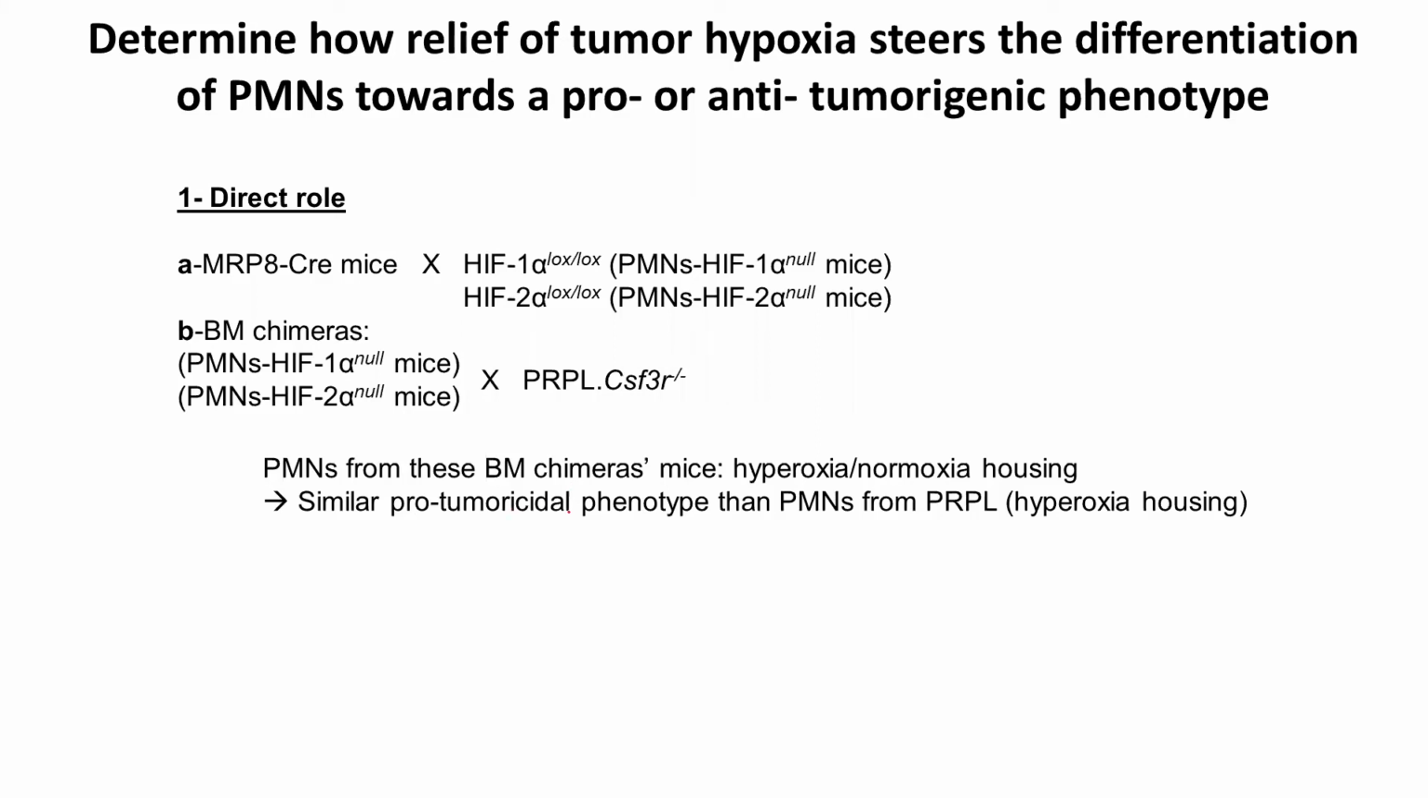From these purple mice mutated for HIF signaling in neutrophils, we will house them in hyperoxia and normoxia conditions, with the hypothesis that if there is a direct role, then the phenotype of these neutrophils, regardless of the hyperoxia or normoxia housing, will be comparable to the pro-tumoricidal phenotype of the neutrophils in the purple mice in hyperoxia housing.